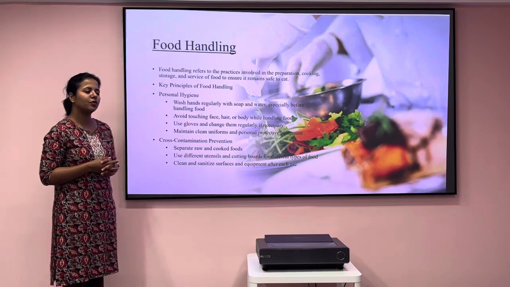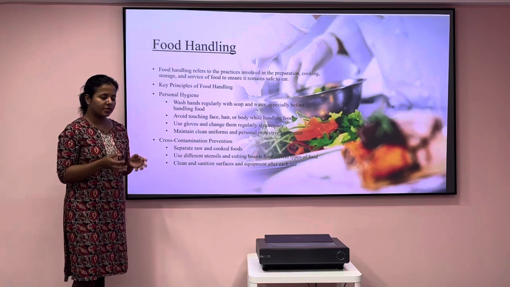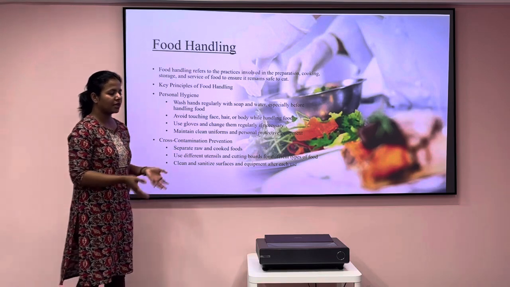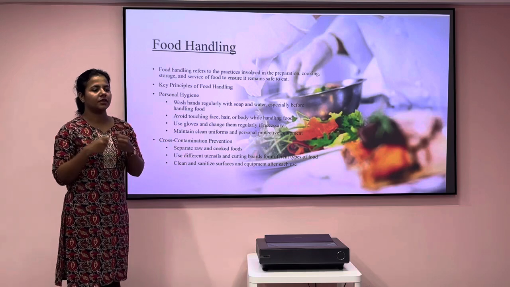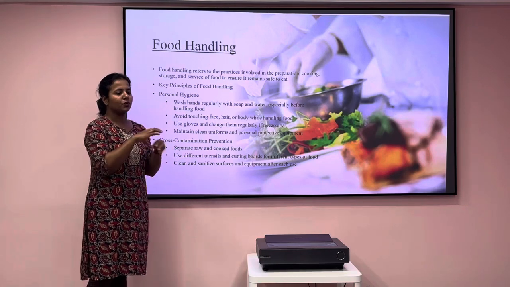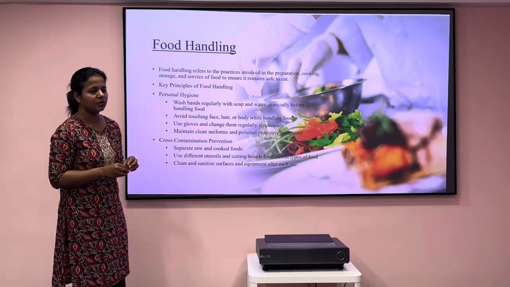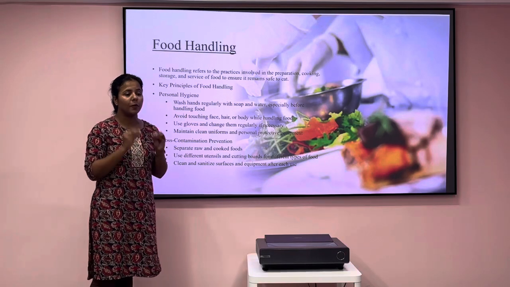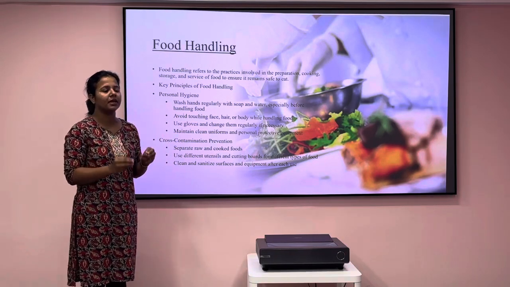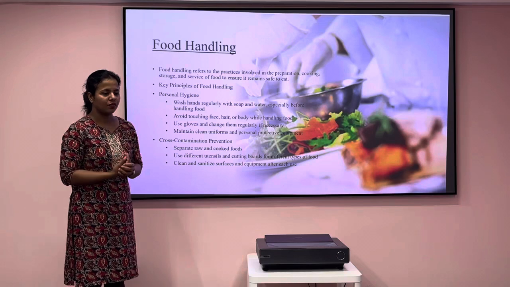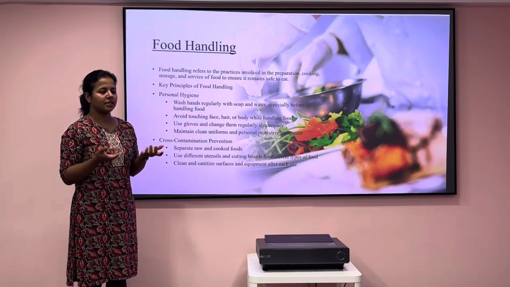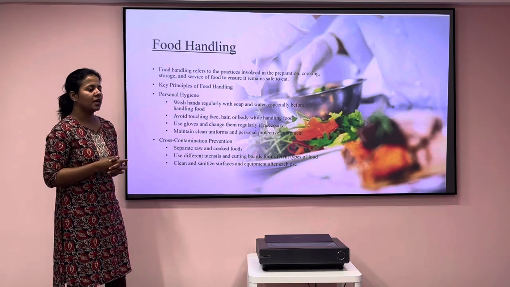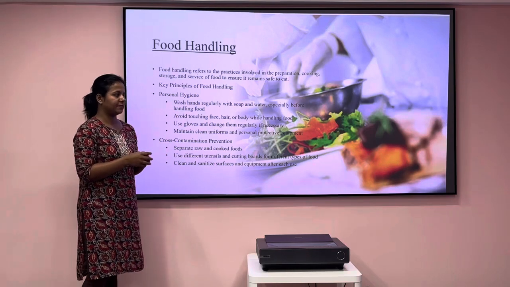How do you know if it is necessary or not? For example, in our production area, if you take raw chicken, you cannot go on to take ready to eat food. You should remove your gloves, wash your hands with soap and water, and dry them properly. Then you wear a new set of gloves. Then only you handle the ready to eat food or freshly prepared salad. Otherwise, it will spread the contamination.